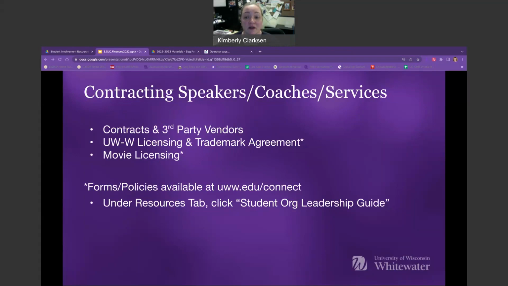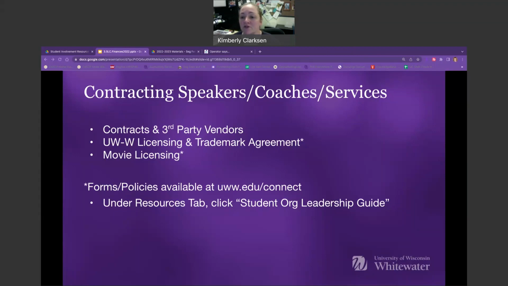going to be provided. This service could be a speaker coming to campus, a coach working with your team for the season, or a service being provided such as renting a bus or a dunk tank for your fundraiser. A contract should be signed and only signed by someone who is eligible to on behalf of the university. We encourage you to bring contracts in for us to review.